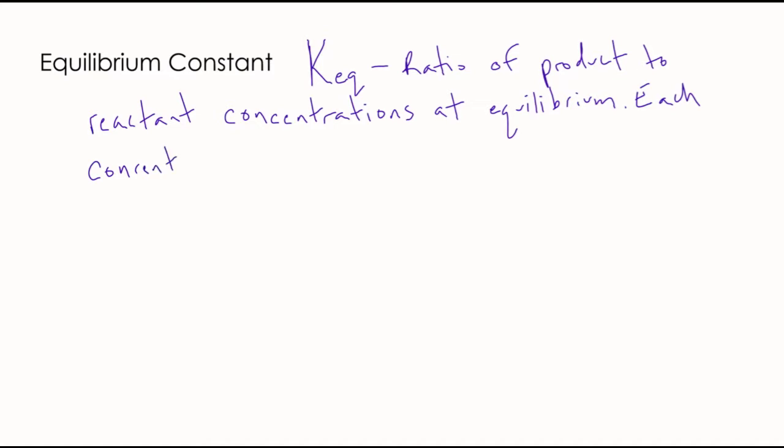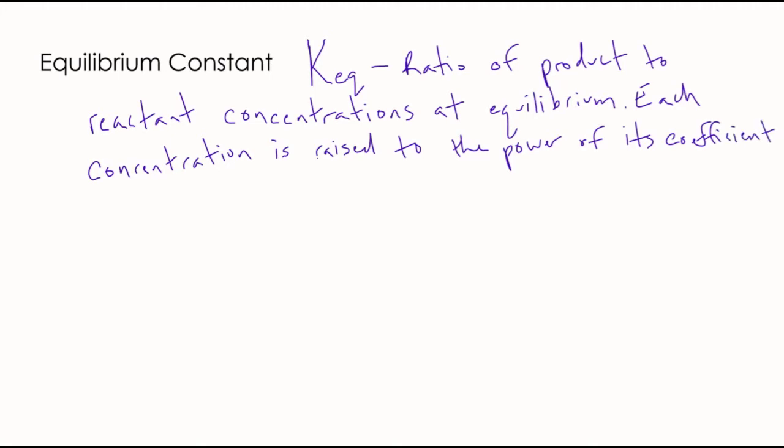Mathematically, each of the concentrations will be raised to the power of whatever their coefficient is. And I'll write out what that mathematically looks like in a second. So this is basically how you do the math of an equilibrium equation. How do you know with Le Chatelier's principle which way the equation is going to shift? This is the math behind it.